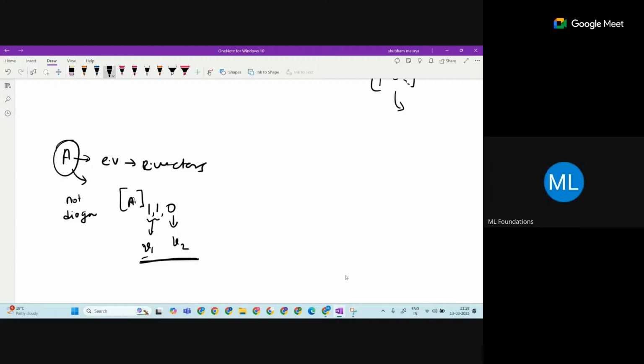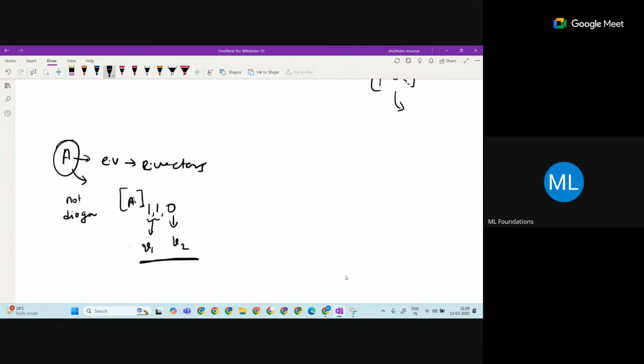For this one, you are getting only one eigenvector, V1. If it is diagonalizable, then surely you will get another vector, let's say V3, for the same eigenvalue itself. You would get 2 eigenvectors. But here the case is that you are getting only 1 eigenvector. So it is not diagonalizable, but we can do the triangularization.